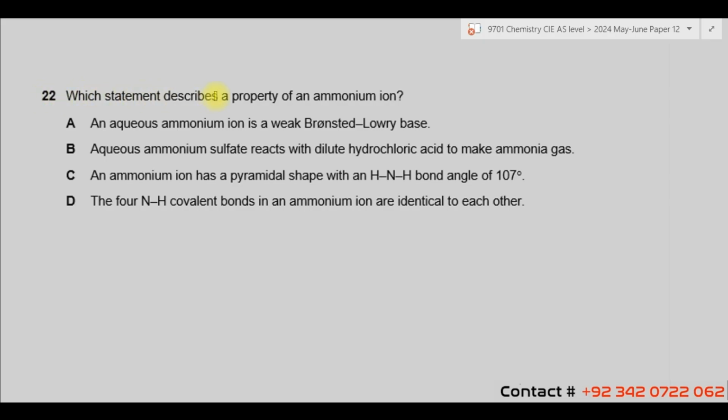Question 22. Which statement describes the property of an ammonium ion? So part A, an aqueous ammonium ion is a weak Bronsted-Lowry base. Let's see, ammonium ion is NH4 positive. Let's suppose it can react with water to form ammonia and H3O positive. So in this case, we can see that ammonium ion has donated a proton to water to make H3O positive. So proton donor is Bronsted-Lowry acid.